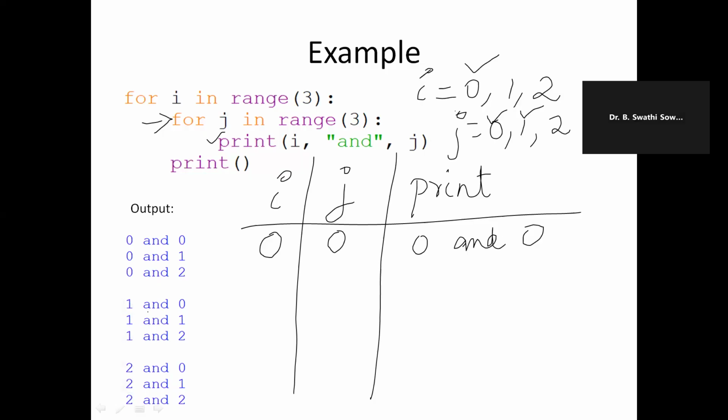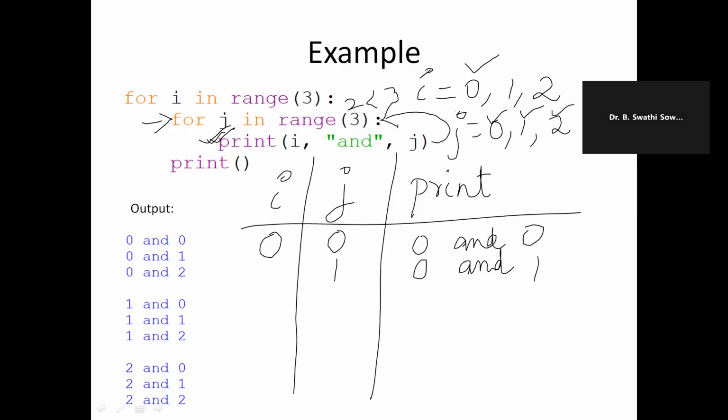Now my i value didn't change here, but my j value is incremented to 1. Now this statement will be executed again. It will be printing 0 and 1. Now my j value is again incremented to 2. Is 2 less than 3? Yes, this condition is true. Then execute this block of statements.